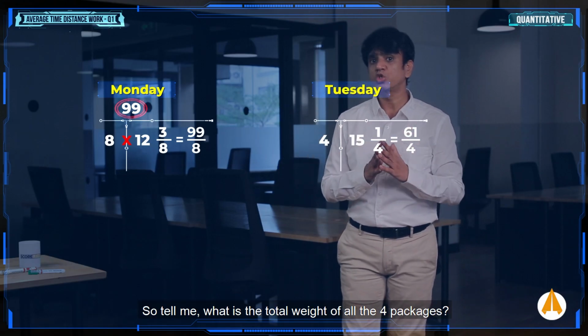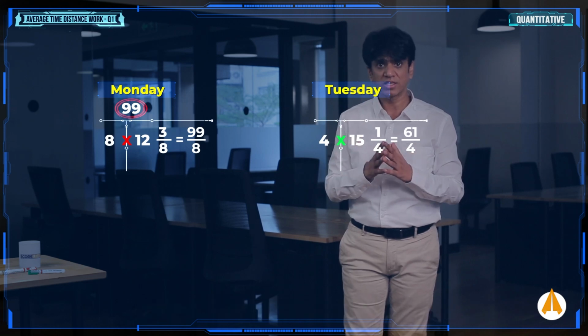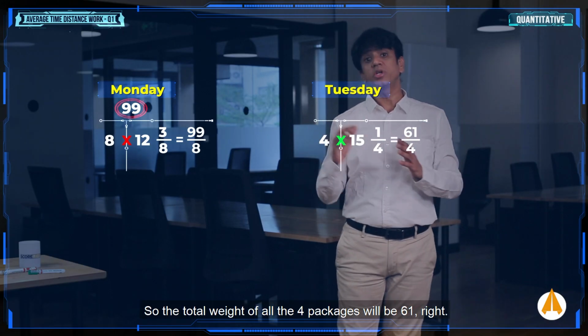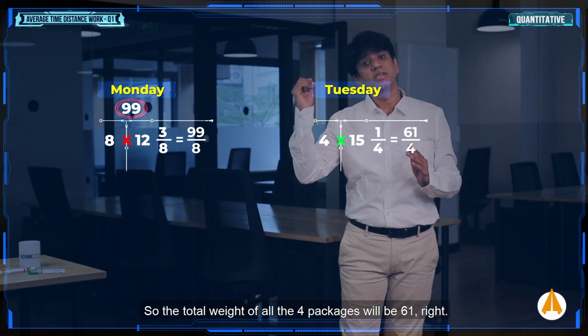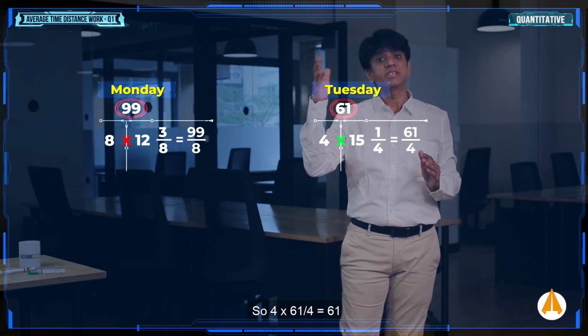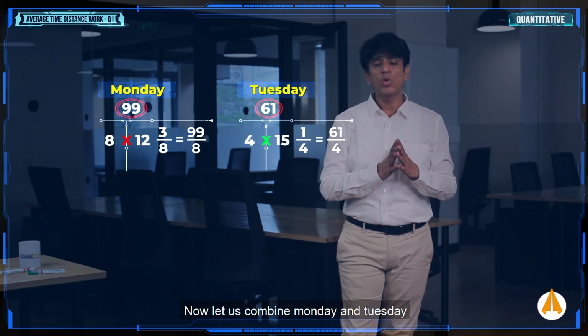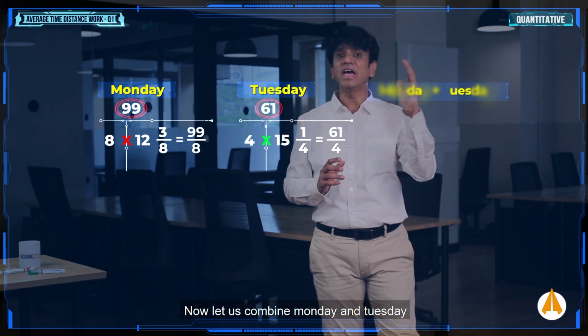So tell me what is the total weight of all the 4 packages? 61 pounds. Right. So the total weight of all the 4 packages will be 61. So 4 into 61/4 equals 61. Great. Now let us combine Monday and Tuesday.